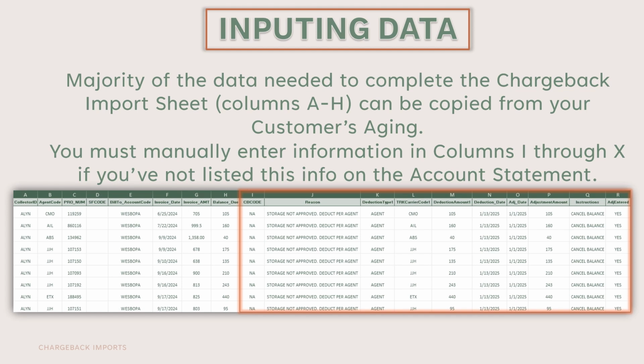And I know you may be looking at the example and you're saying, you keep saying I through X, but I only see I through R. So for training purposes, I wanted to get this entire sheet onto this screen, and I didn't have a deduction type 2 or 3, so I just removed those columns. So that's why it's stopping at I through R on this example, but on your chargeback template, you will see columns I through X.